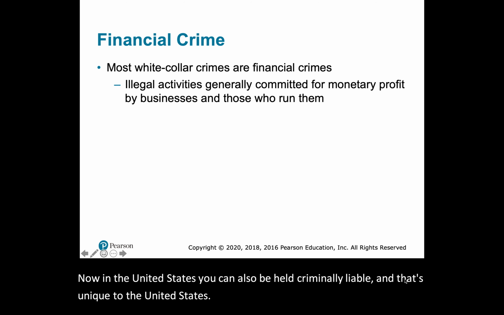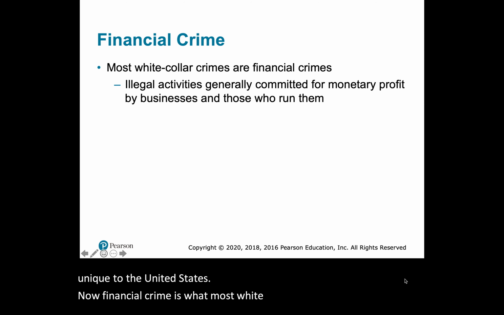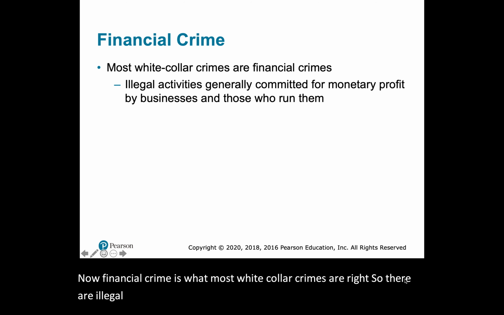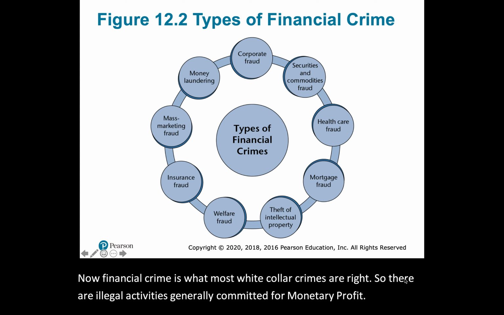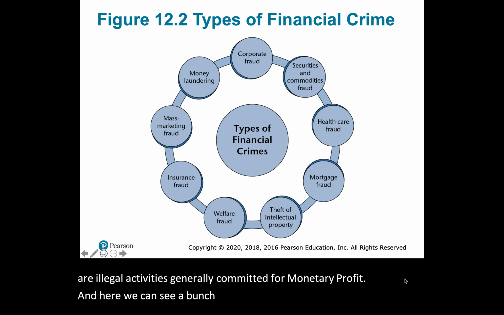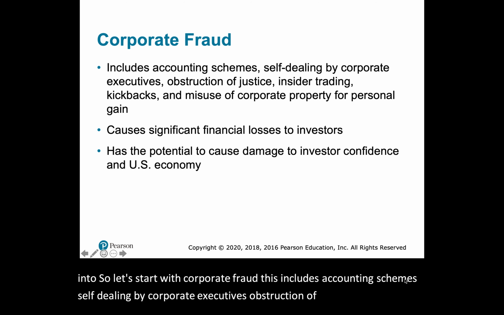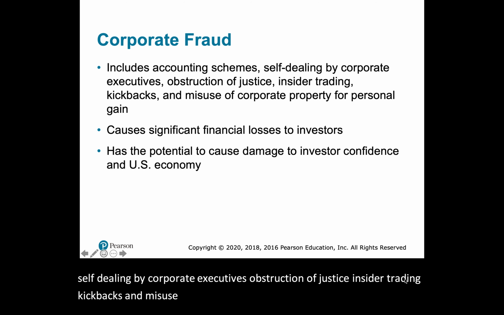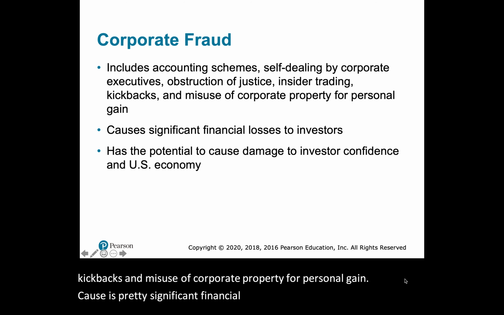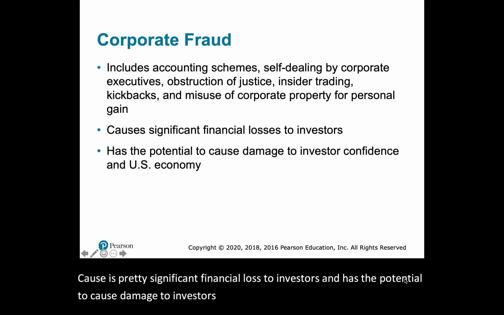Now, financial crime is what most white-collar crimes are, right? So they're illegal activities generally committed for monetary profit. And here we can see a bunch of different types, which we're going to get into. So let's start with corporate fraud. This includes accounting schemes, self-dealing by corporate executives, obstruction of justice, insider trading, kickbacks, and misuse of corporate property for personal gain. This causes a pretty significant financial loss to investors and has the potential to damage investors' confidence in the U.S. economy.